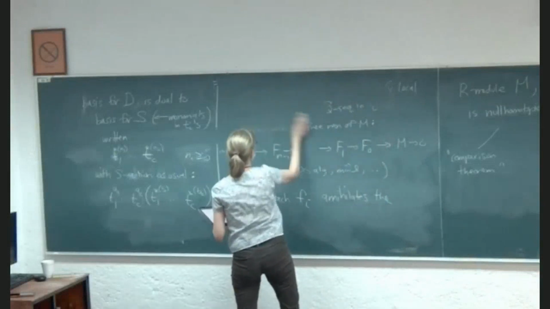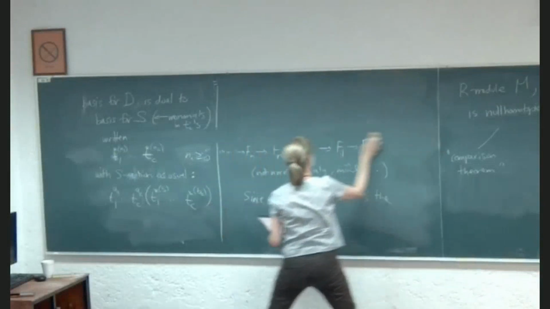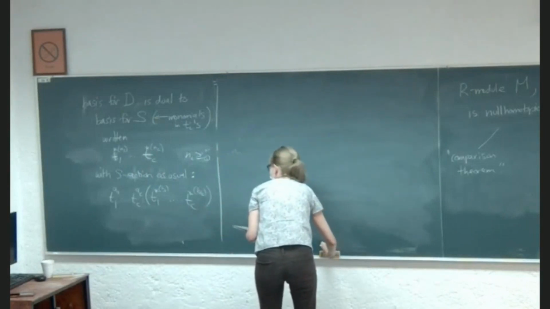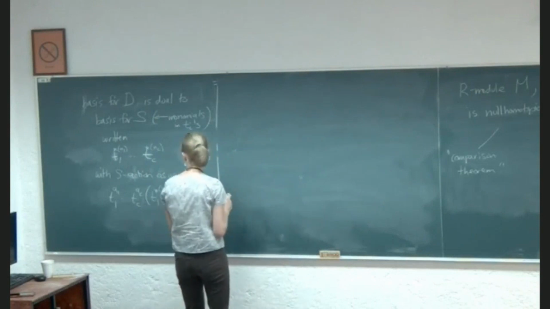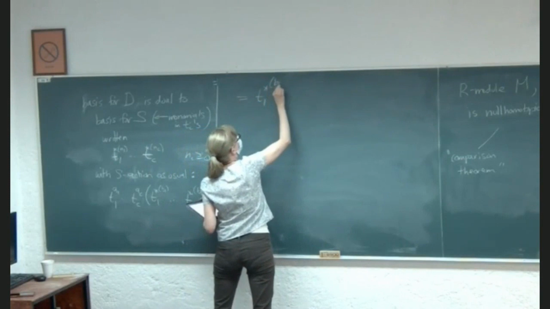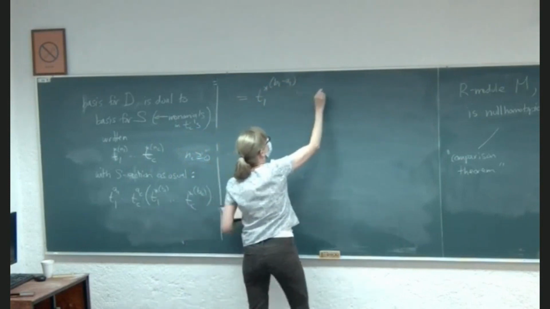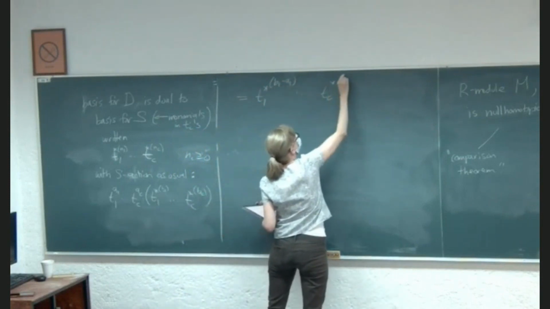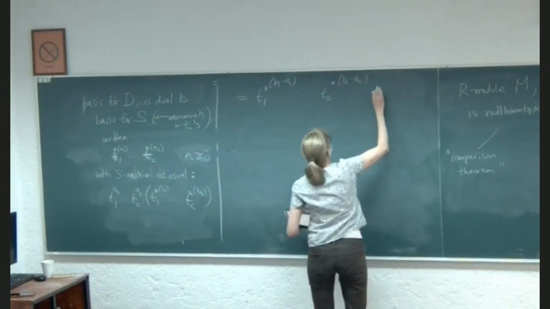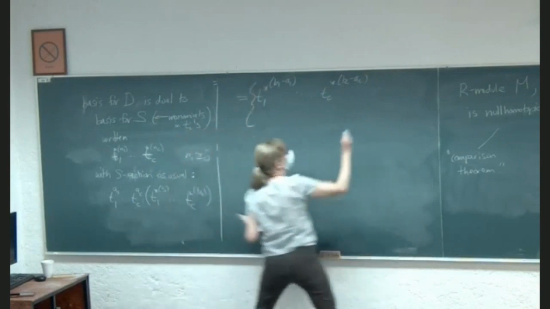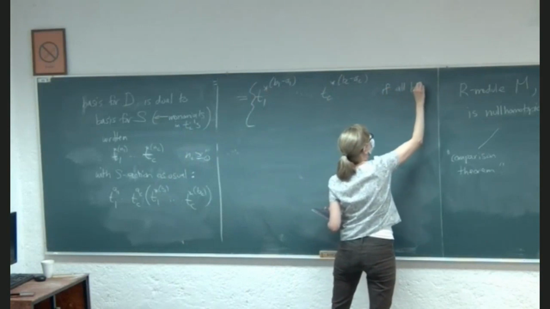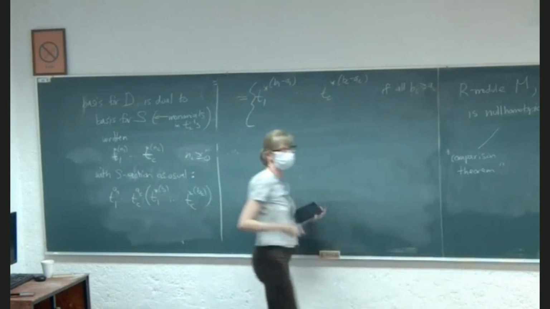The way it acts is it just removes variables. I'll explain that in a second. So you get T1 star to the B1 minus A1, and so on, up to TC star to the BC minus AC, if all the B_i's are at least as big as the A_i, so that when you subtract, you get at least 0.